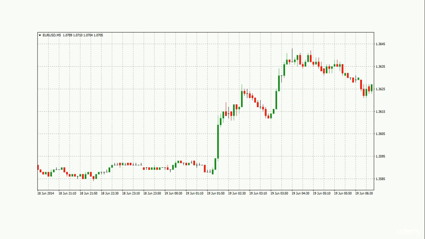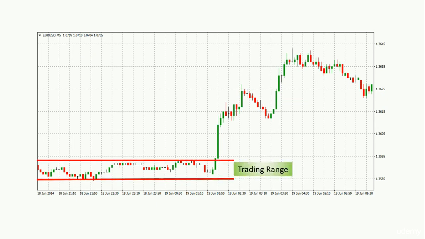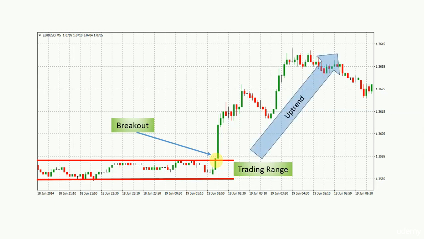In this chart, the price was stuck in a trading range, which represents uncertainty among bulls and bears. Once the price broke the resistance line to the upside, bulls had the upper hand. They became more confident about the direction of the market, and they bought heavily, sending the price up very fast.